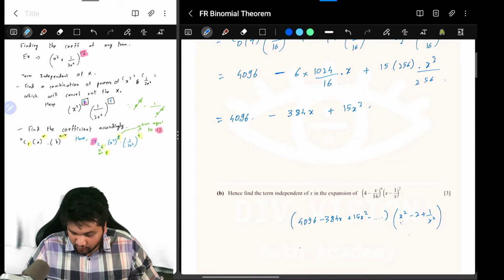Why I'm saying this, go this way, because these are limited terms. There are 7 terms, that's why. So just make a habit.